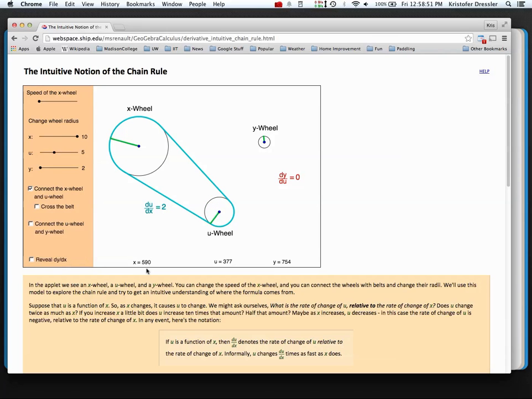So this is at 590. This is still at 377. Let's watch as this one goes around. That one's already gone around once. And by the time this gets to 591, this one will have gotten to 379. So this went up by 2 and this went up by 1. So a little change in U over a little change in X is 2.